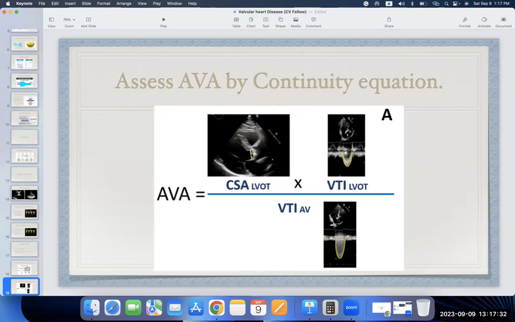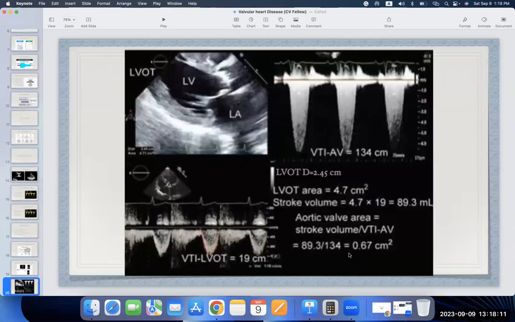From the diameter, as you remember, you calculate the area: you divide it by 2, you get the radius, and then you square it and multiply by pi. And then you multiply it by the LVOT VTI. As we said, you can get the LVOT VTI by pulse wave from the 5-chamber view or 3-chamber view. You trace it and you get the VTI of the LVOT, and you divide it by the aortic valve VTI, which you also trace from the aortic valve. You need to try to measure from all the windows and try to get the highest VTI that you can get. This is just a quick example.